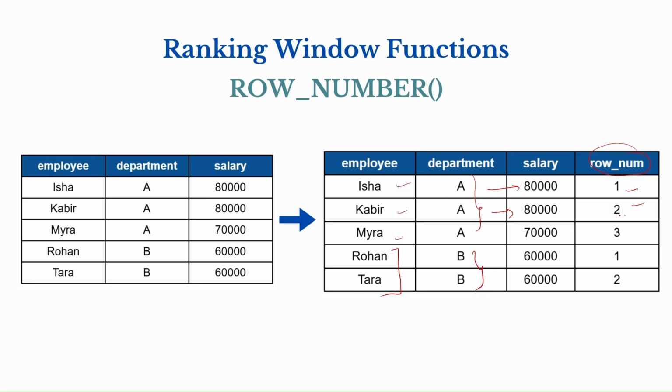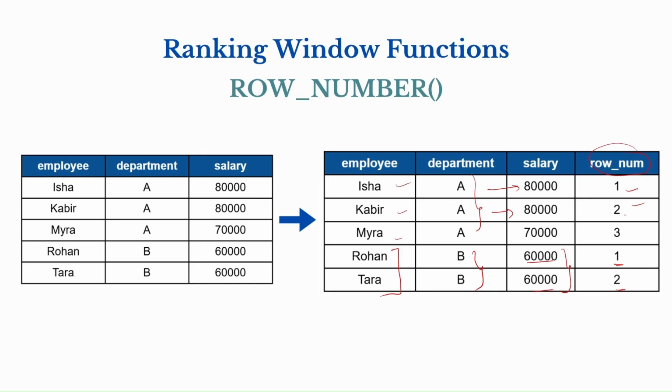You might have noticed, it is important to notice that even if two people have the same salary like Isha and Kabir, they get different ranks, 1 and 2. Similarly, in department B, Rohan and Tara both have the same salary, which is 60,000. Still, they get ranked as 1 and 2, which is purely based on the order they appear after sorting. So even if values tie, row number does not care. It just gives a unique new number to every single row. So that's how row number works. Row number always gives a unique number even in the case of ties.